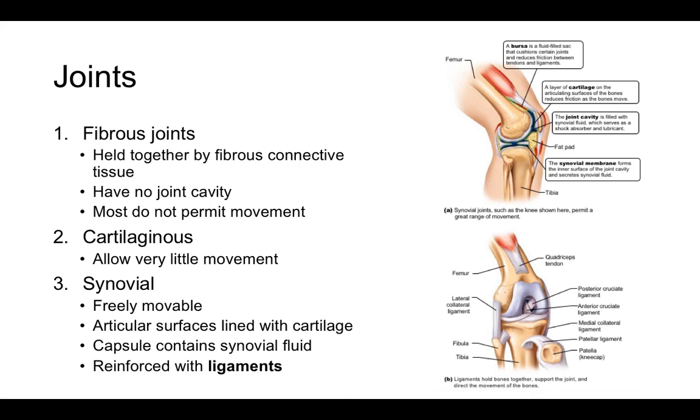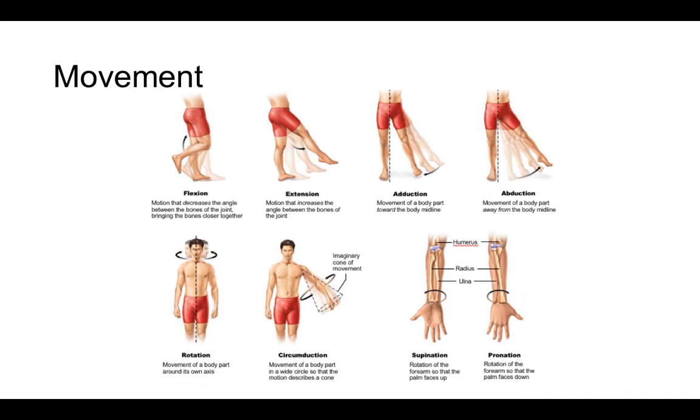And within that joint, there's a capsule that contains synovial fluid. We call this the bursa. And all of this is reinforced with ligaments in order to maintain the bone-to-bone connection and to allow the muscles to work on the bones to move them. And we have all the different types of movement described here.